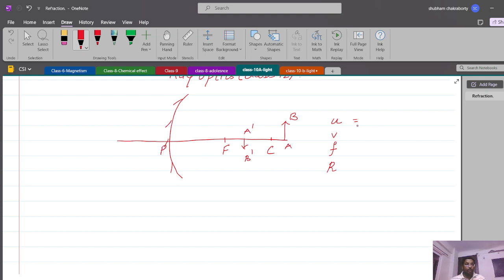So, for example, the object distance, you can name it as PA. The image distance, you can call it PA dash. The focal length, you can call it PF. And the radius of curvature, you can call it PC. So far, so good. But now comes the tricky point. What are the signs of these four parameters? Is it positive or is it negative?